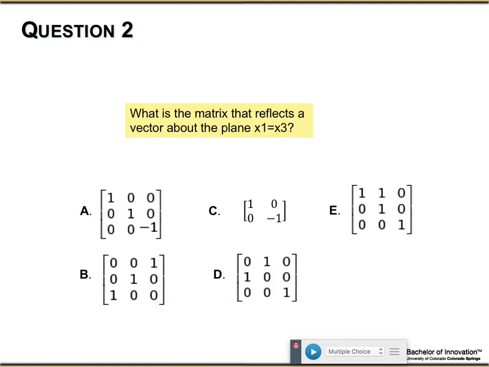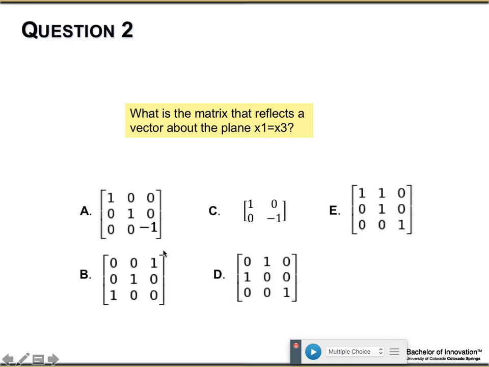No, it's actually not a rotation matrix. So A is a reflection matrix, but it's reflecting around the plane x3 equals 0. Right? It's taking the positive x3 axis and making it the negative x3 axis. But if I wanted to reflect around the x1 equals x3 axis, I'm swapping x1 and x3. That's what it means to reflect around that particular axis.